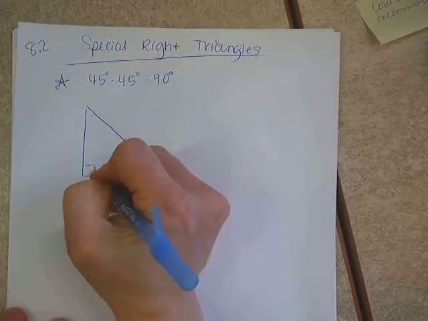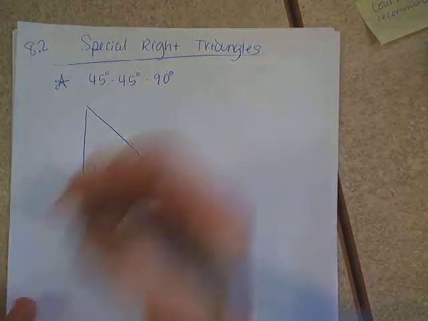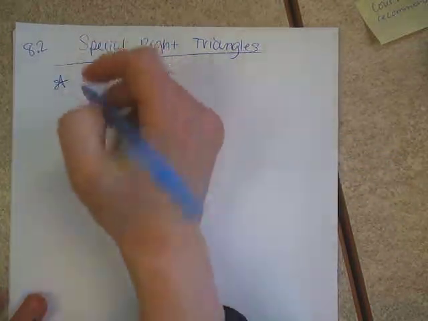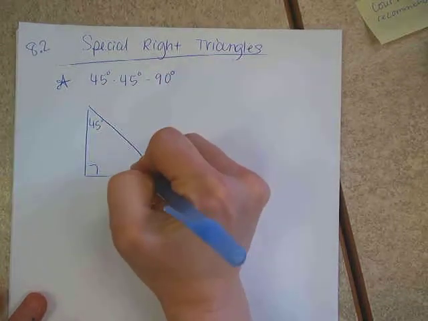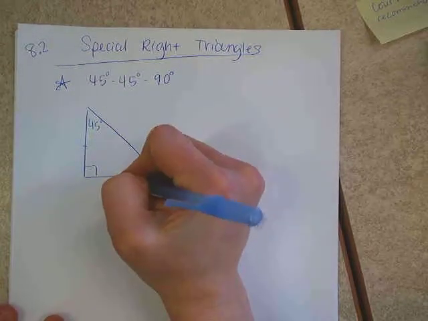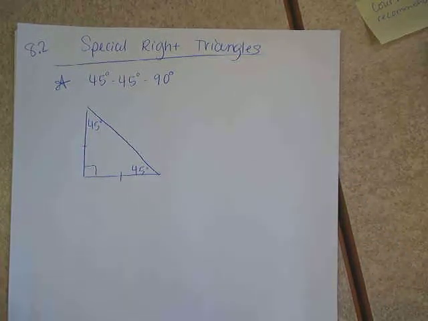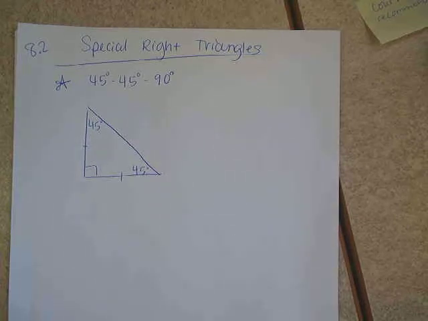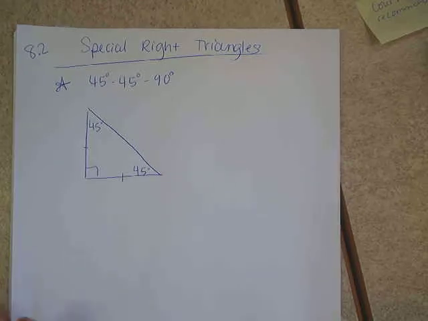One of the things to know about a 45, 45, 90: obviously there's the 90 degrees, so that means the other two are 45 degrees, and with two angles being the same, that makes this an isosceles right triangle. So if you have an isosceles right triangle, then your angles are 45, 45, 90, guaranteed. I'm going to show you where this ratio comes from, and then we're going to use the ratio to find missing sides.